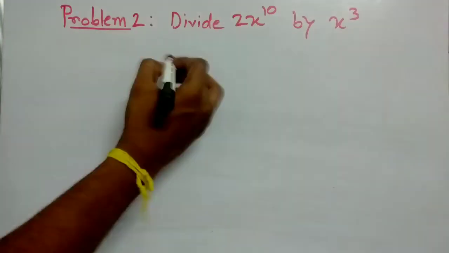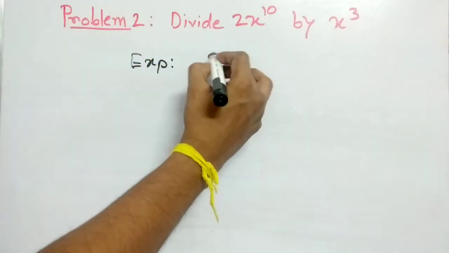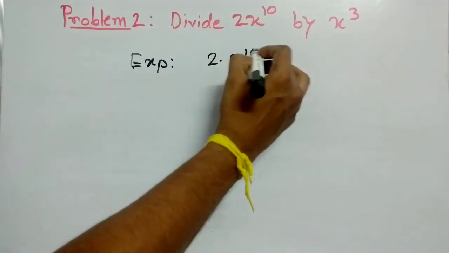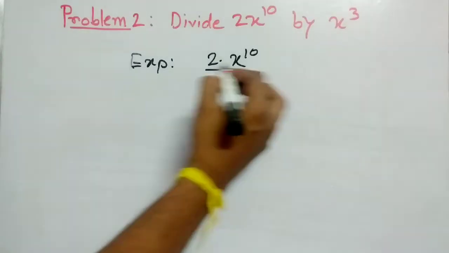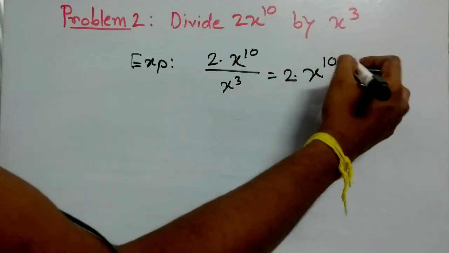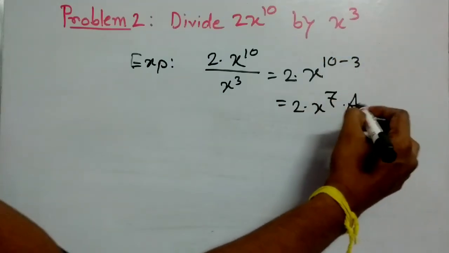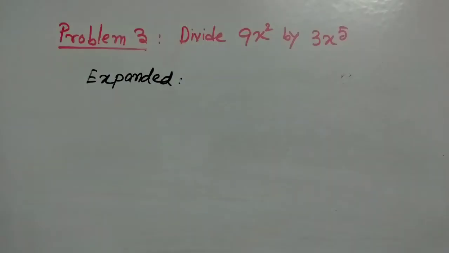So let us solve this by the exponent method. So 2 into x to the power 10 divided by x cube. Easily we can say that 2 into x to the power 10 minus 3, that is 2 into x to the power 7, and this is the answer. Let's go for this problem.